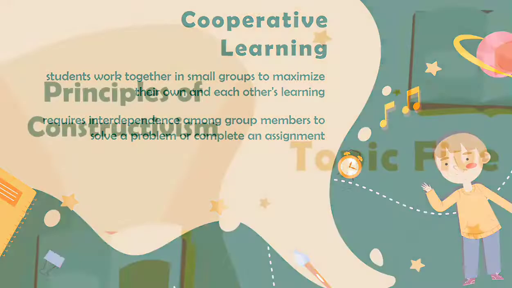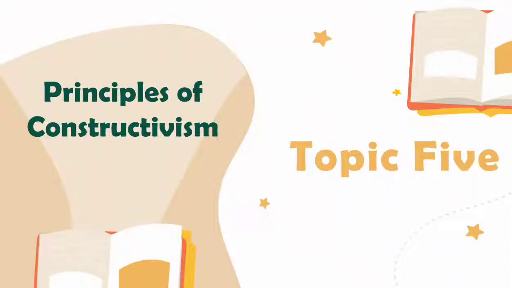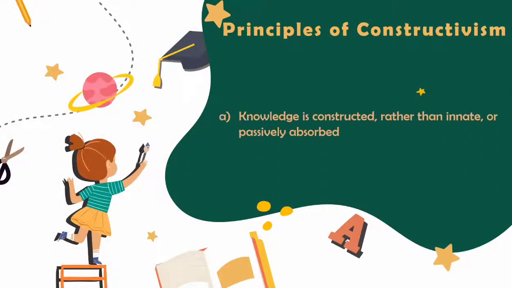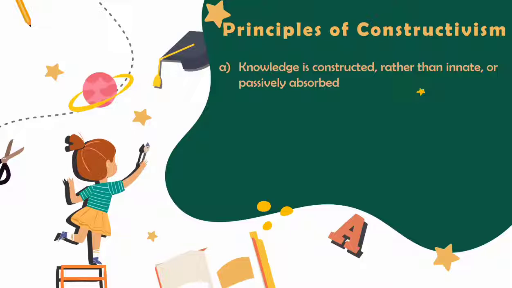Next is our topic 5, which is the principles of constructivism. The first principle is knowledge is constructed rather than innate or passively absorbed. Constructivism's central idea is that human learning is constructed, that learners build new knowledge upon the foundation of previous learning. So this prior knowledge influences what new or modified knowledge an individual will construct from new learning experiences.